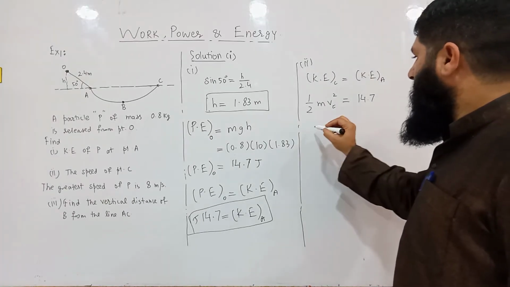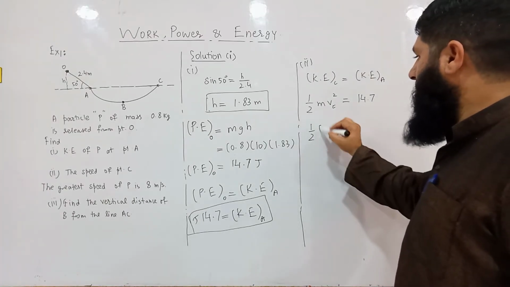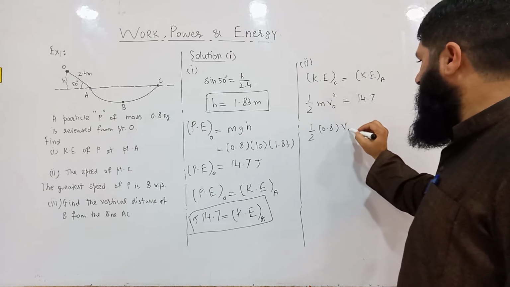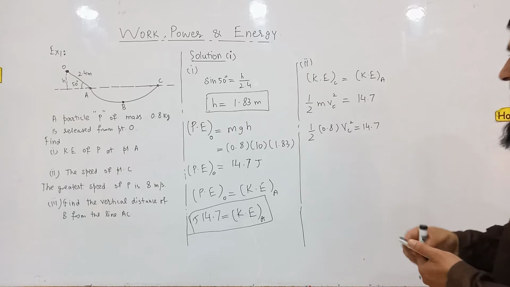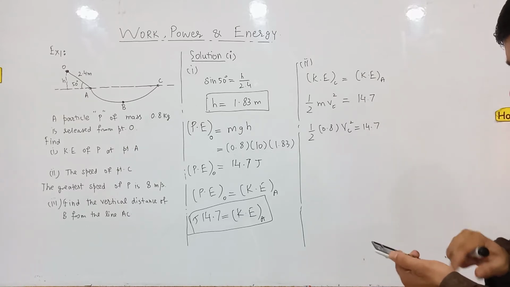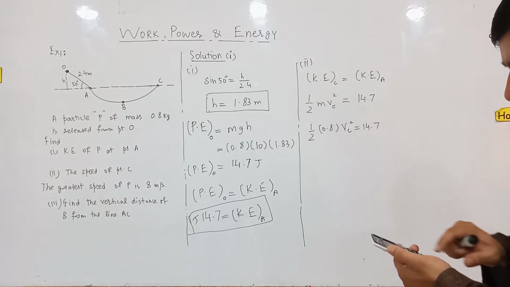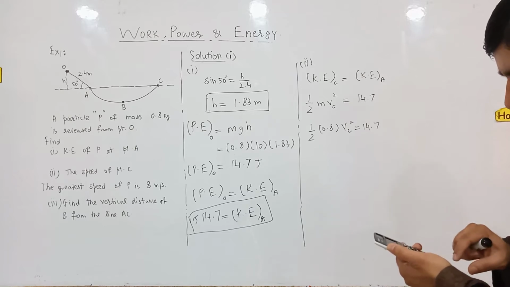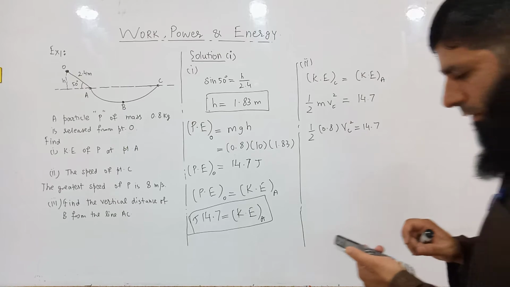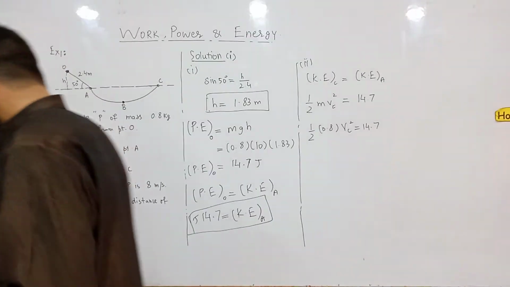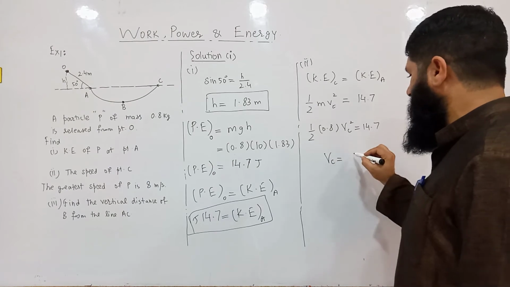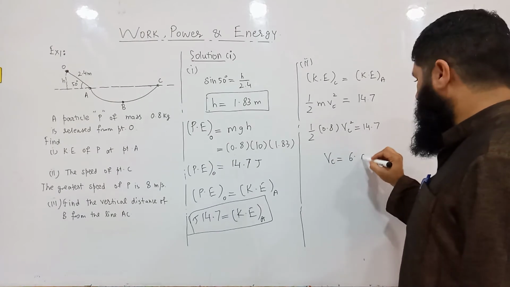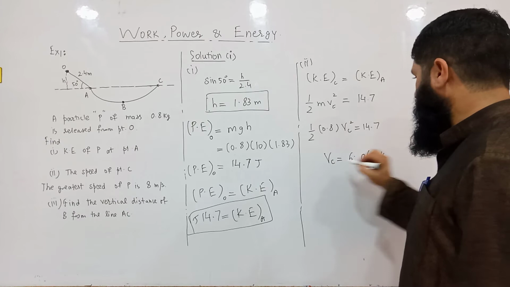We know that the mass of this particle is 0.8. So if we simplify this, we will have the square root of 14.7 multiplied by 2 divided by 0.8. So the speed at point C will be equal to 6.06 meters per second.